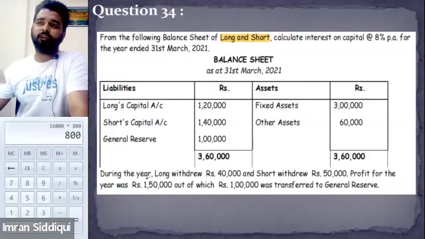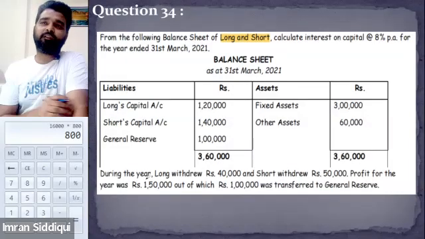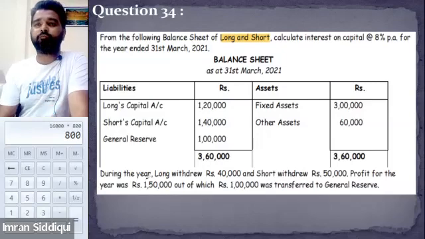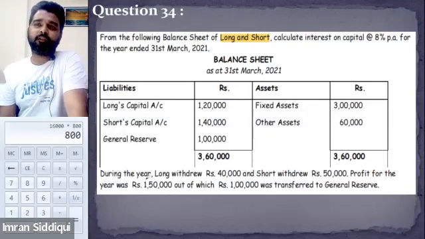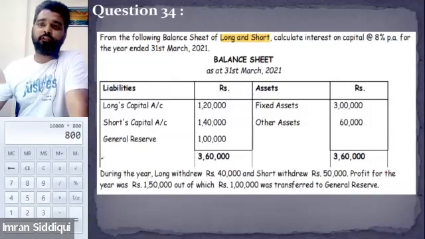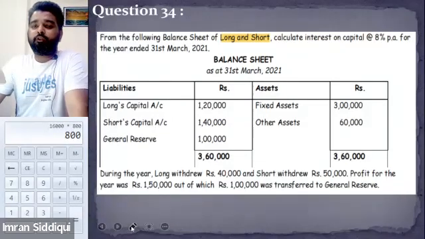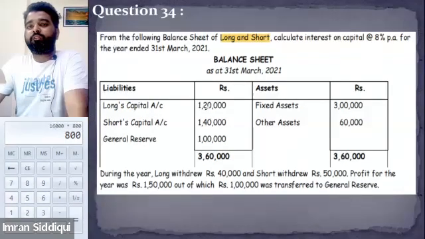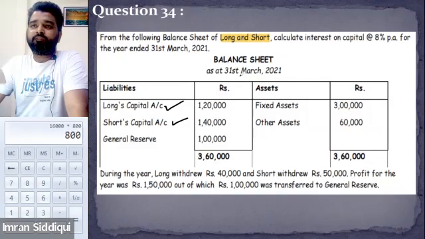The only thing in this question is that instead of writing down the closing capital balance, they have given you the balance sheet. You don't have to worry looking at the balance sheet. The only thing that you need to consider is Long's capital account and Short's capital account. The capital balance in the balance sheet is always considered as the closing balance.